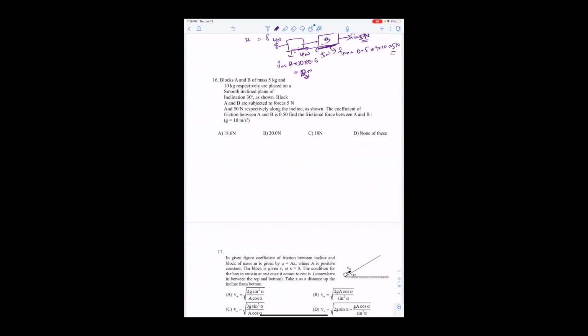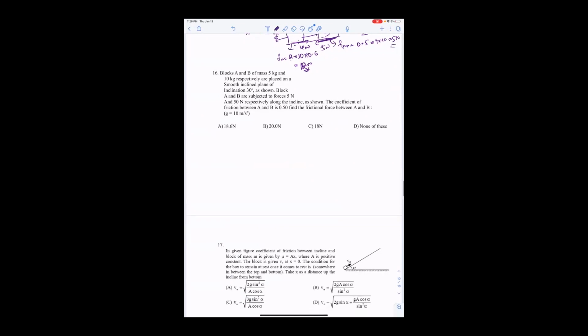Blocks A and B of mass 5 kg and 10 kg respectively are placed on a smooth inclined plane of inclination 30 as shown. Oh, I guess block A and B is subject to 5 newtons. This diagram is missing. So let's leave it for now. Diagram is missing.